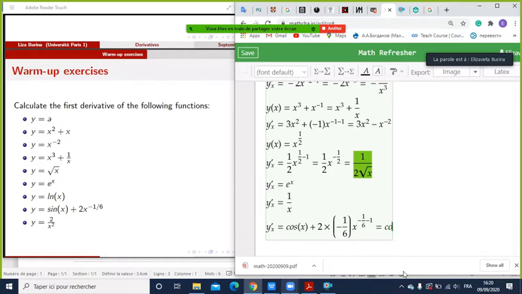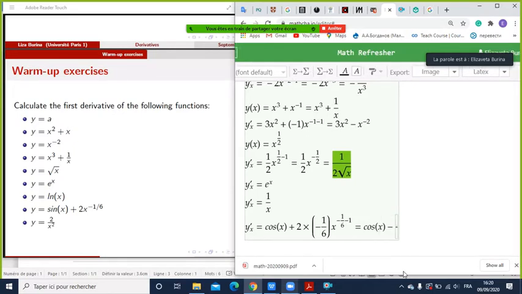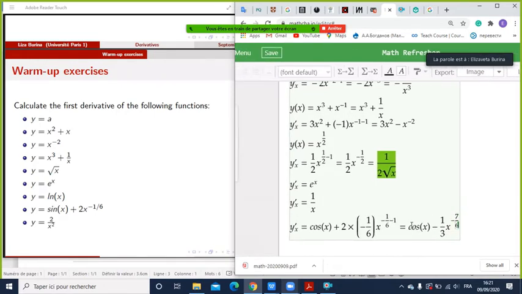Okay, that will be equal to what? We keep our cosine plus, minus the fraction will be 1 over 3. What happened? I just did 2 times minus 1 over 6 and I got 1 over 3. And x will have a power of minus, and then I want to write it as a fraction, 7 over 6.